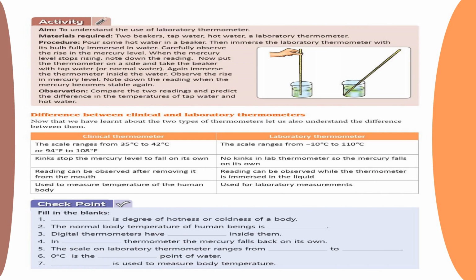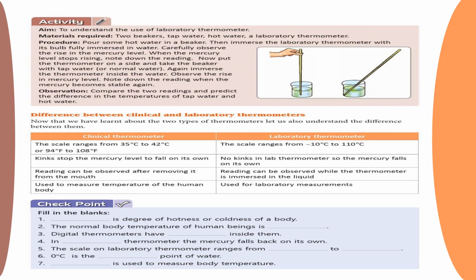We learned about what clinical and laboratory thermometers are. Now we discuss the difference between clinical and laboratory thermometers. First, clinical thermometer: the scale ranges from 35 degrees Celsius to 42 degrees Celsius, or 94 degrees Fahrenheit to 108 degrees Fahrenheit. While in the laboratory thermometer, the scale ranges from -10 degrees Celsius to 110 degrees Celsius.